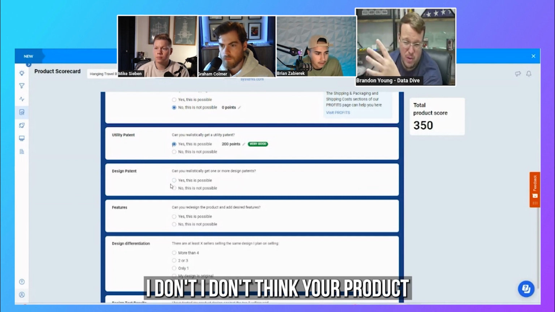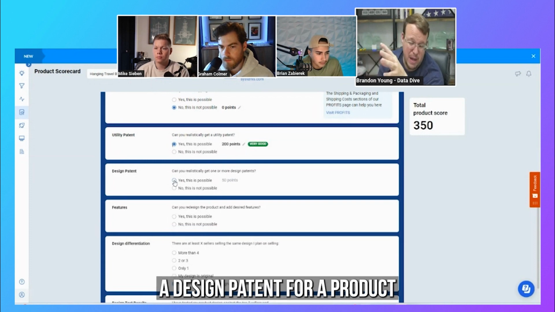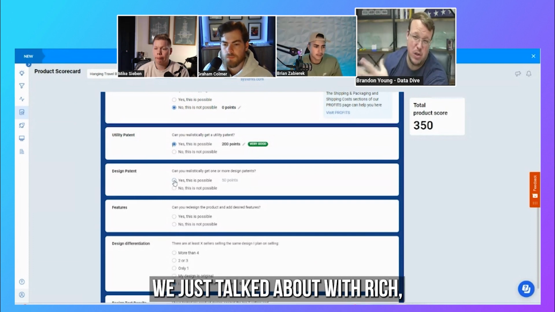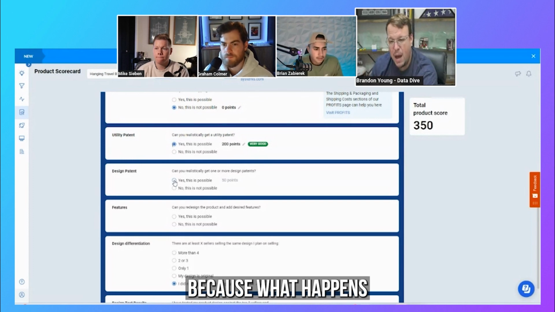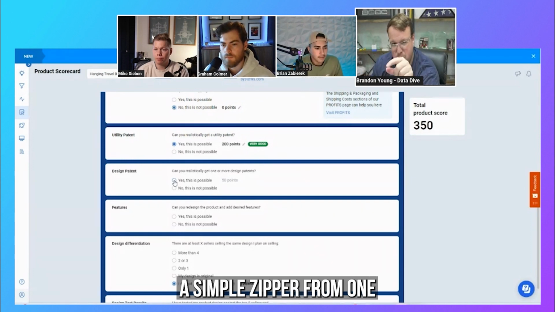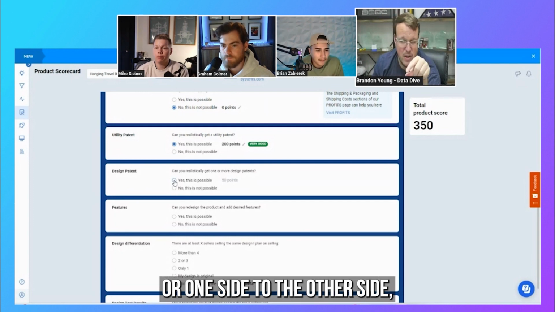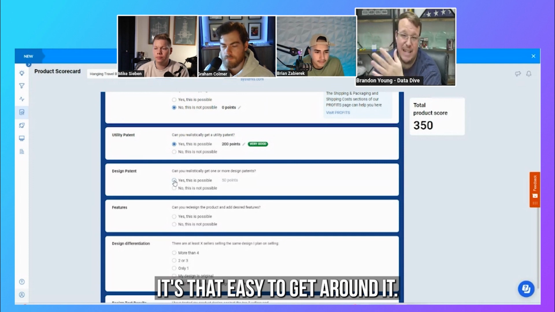I don't think your product is that original in any way, but also I think that a design patent for a product like this is probably futile unless you use the strategy we just talked about with Rich, which would be you file like 10 of them. Because what happens is if someone just moves a simple zipper from one side to the middle or one side to the other side, it gets around your design patent. Yep. It's that easy to get around it.